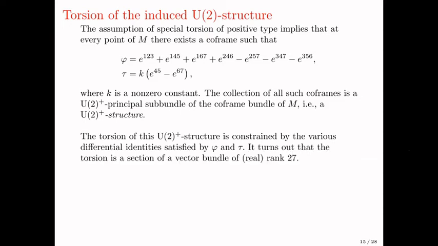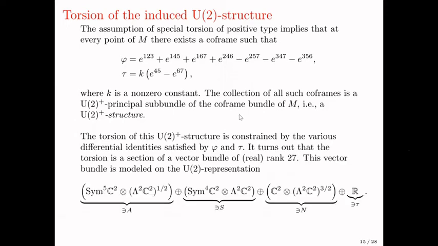And it turns out that this torsion is a section of a vector bundle of real rank 27. The torsion of a general U2 plus structure in dimension 7 would be a section of a vector bundle of rank 119. So we already see that this is a very special case, because 27 is a lot less than 119. And this torsion space is modeled on a U2 representation, because we're thinking of a U2 structure. And this U2 representation is this. So there's a quintic, tensor sum, twisted by something, a quartic twisted by something again, and then an element of C2. And then we have an element of R.